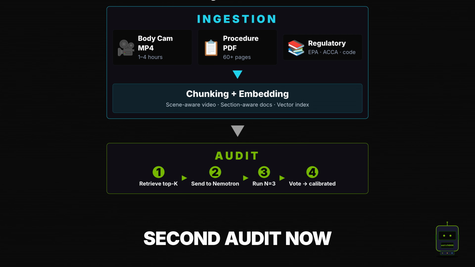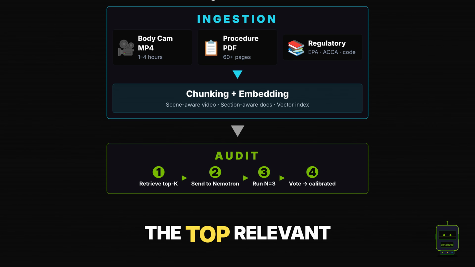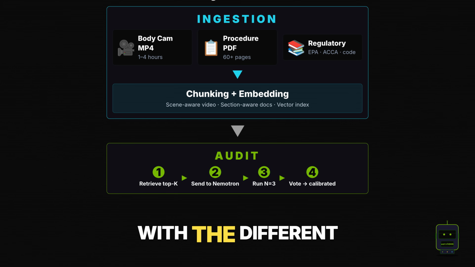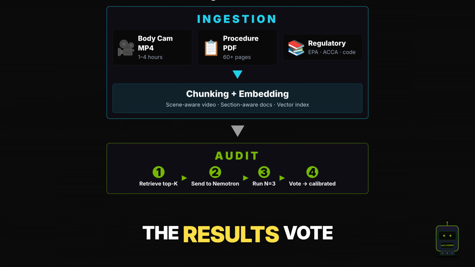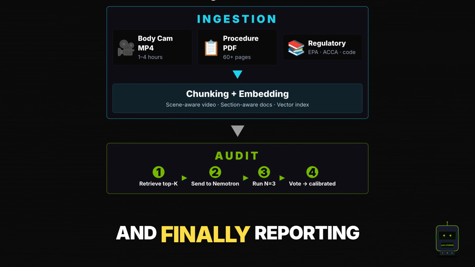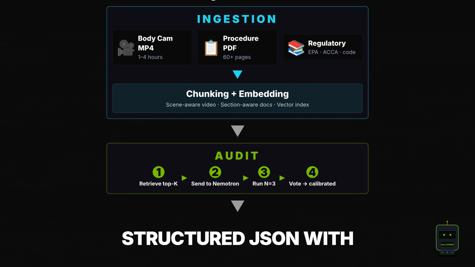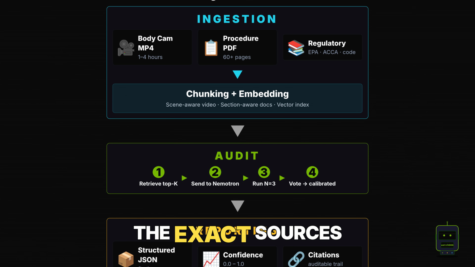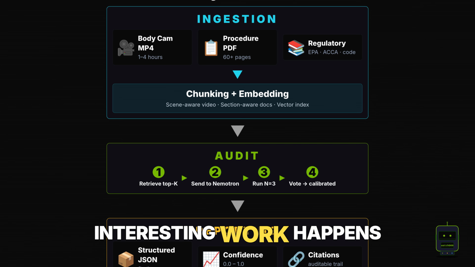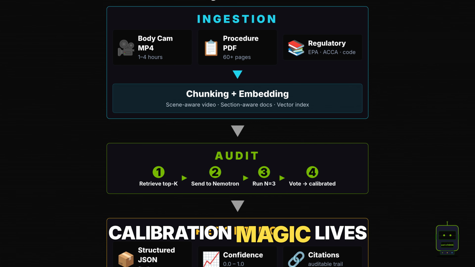Second, audit. Now this is the brain. It takes 1 video chunk at a time, pulls only the top relevant procedure sections, runs Nemotron Omni 3 times with different temperature settings, and lets the results vote. Now that's how we get reliable judgments. And finally, reporting. It spits out a clean, structured JSON with a confidence score and the exact sources for every single finding. The really interesting work happens in the audit layer. The audit layer is where the calibration magic lives.